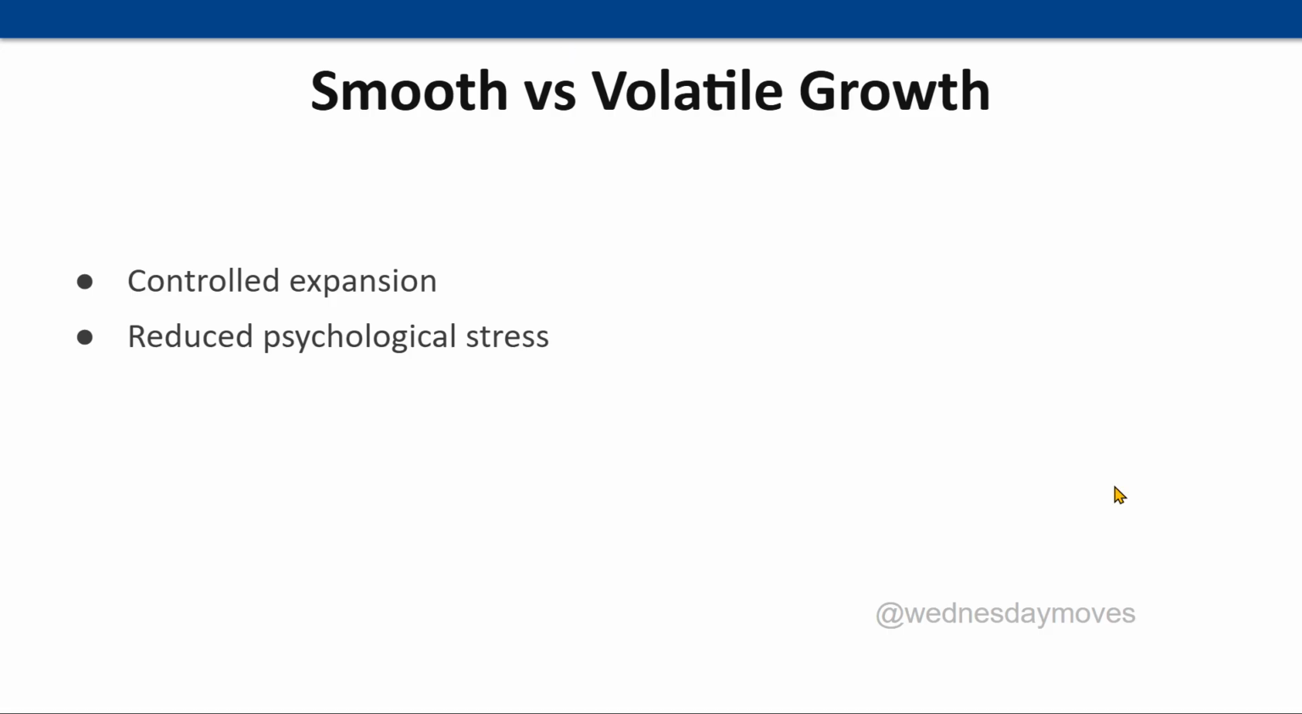Smooth versus volatile growth. A trader who makes 40% in 1 month but loses 30% in the next is not progressing. They are oscillating emotionally and financially. Controlled growth, even at lower percentage rates, creates psychological stability and compound efficiency. Stability builds confidence.